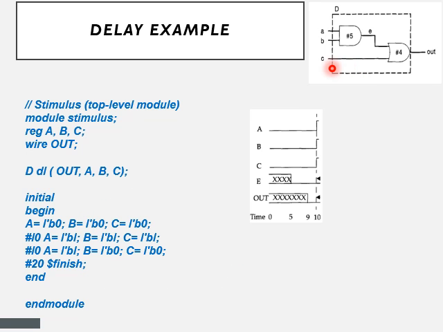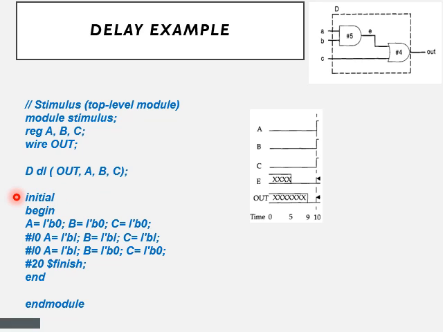For your reference, I have included the circuit diagram once again. This is the stimulus block, module stimulus. This design has got 3 inputs. I have declared A, B, C in uppercase as registers, and one output, out, which I have declared as wire. This is the instantiation of the design block. The design block is D, D1 is the instance label, and if you recall, in the module definition I first included the output followed by the 3 inputs. The same thing I am following here: out, comma, A, comma, B, comma, C. So I am connecting the ports by order.